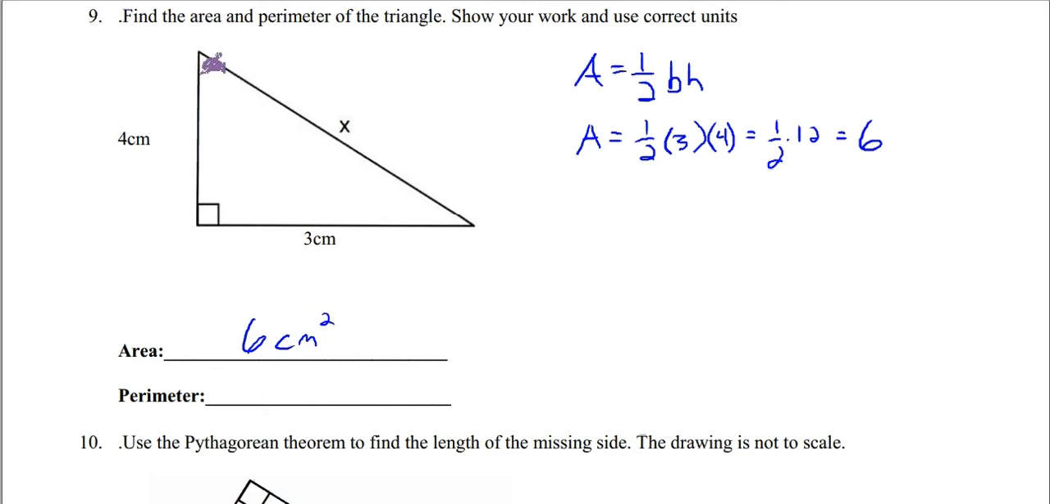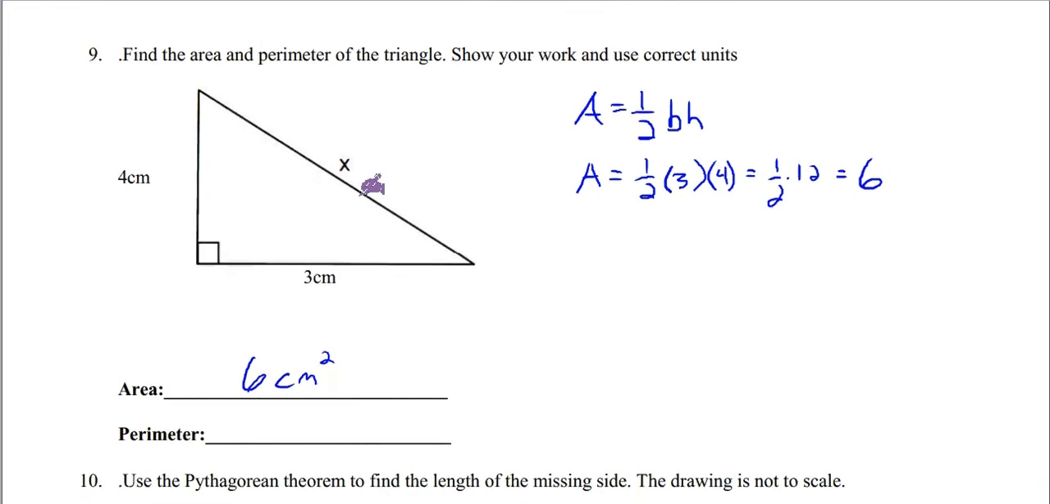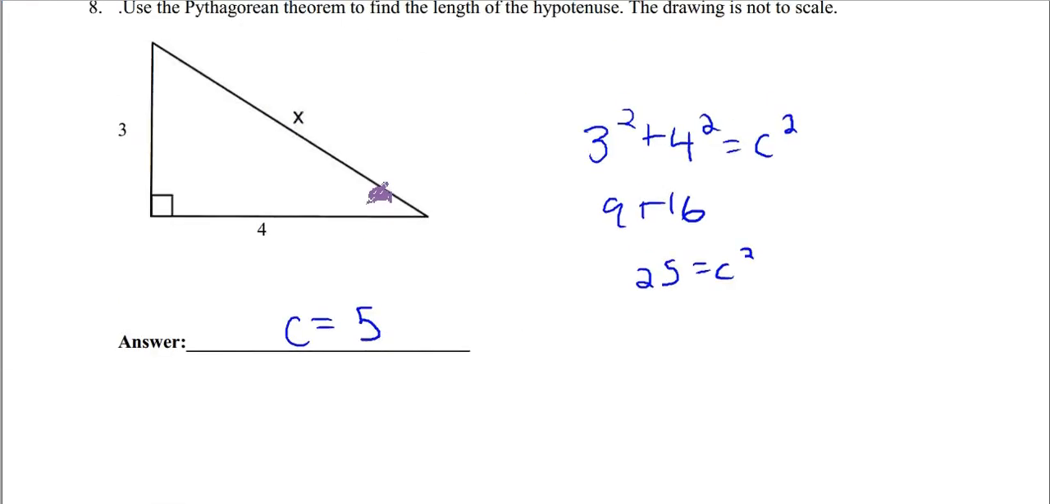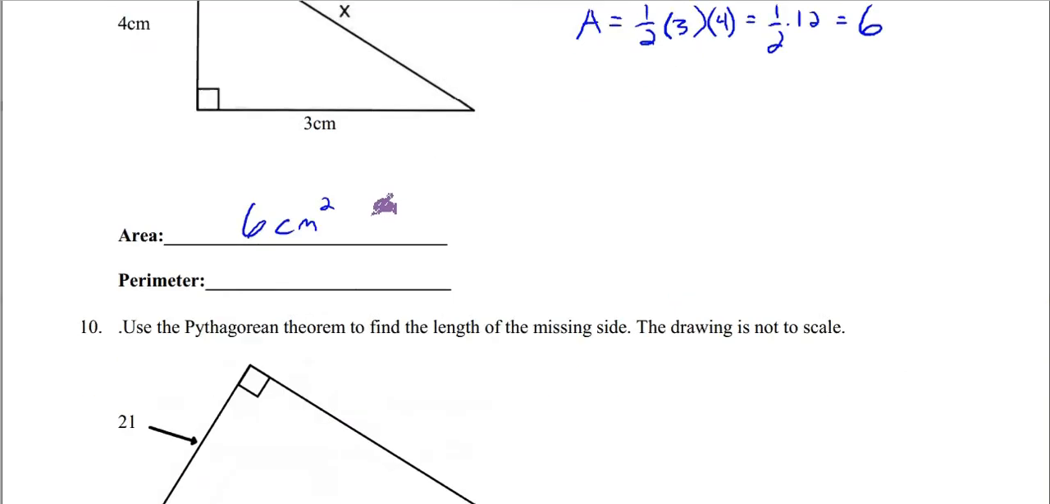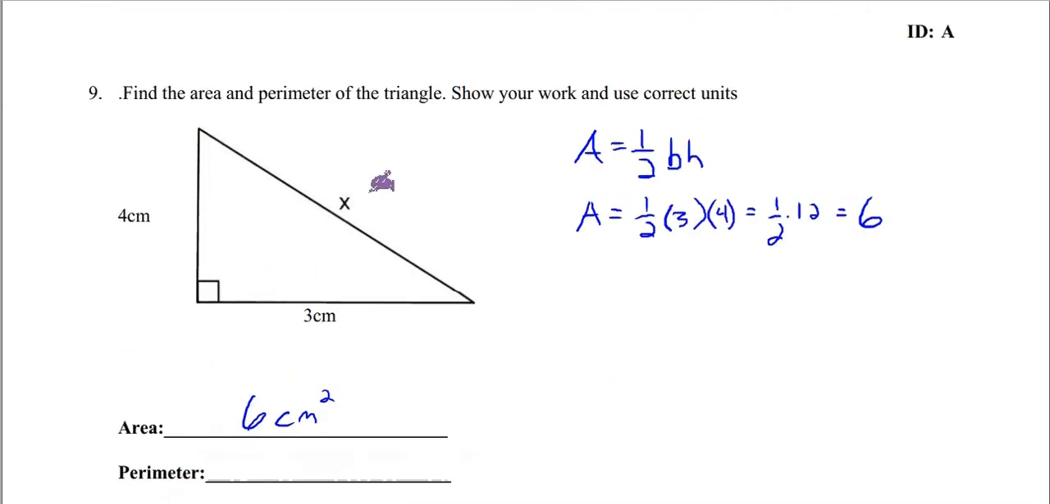Then find the perimeter. The perimeter would be just the distance around the outside, but we don't know the length of this side, except, luck would have it, we just found it for the exact rectangle. That's 3 on one side, 4 on the other side, and it's a right triangle. We know that x is going to be 5. So the perimeter would be all the way around, 5 plus 3 plus 4. Perimeter, by definition, is just the distance around the outside. So that's going to be 12. 12 what? 12 centimeters around the outside.